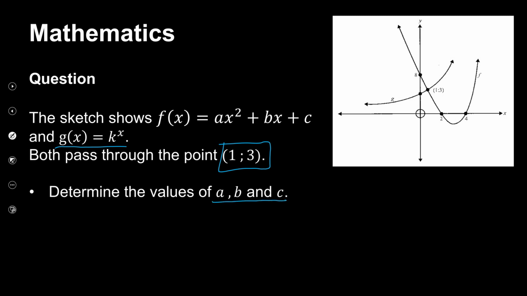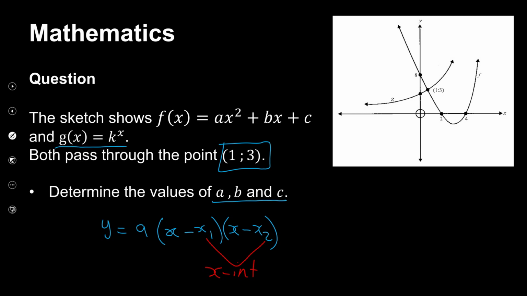Firstly, we need to find the value of a, b, and c. To do that, we're going to use the equation y is equal to a into x minus x1 into x minus x2. Let's quickly explain what this formula is all about. This x1 and this x2, these are the x-intercepts of the graph.